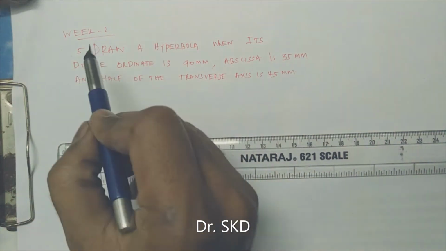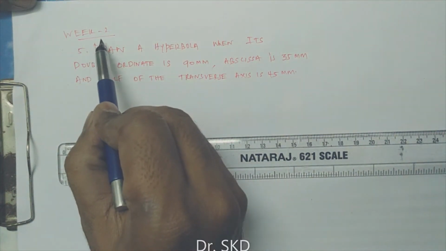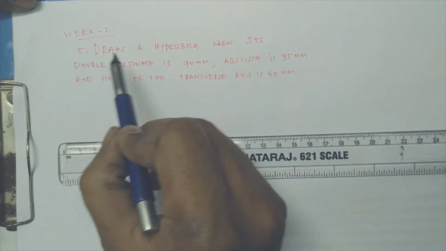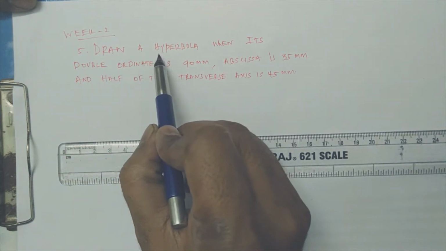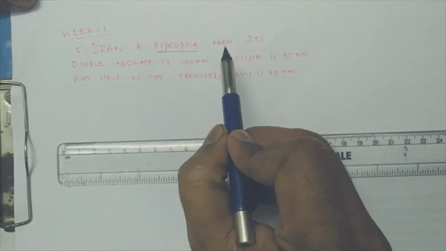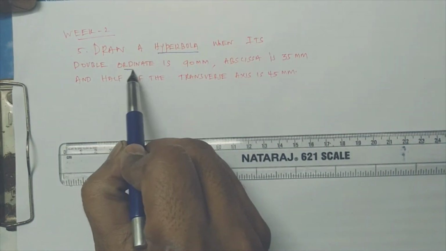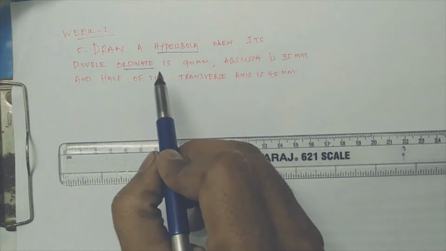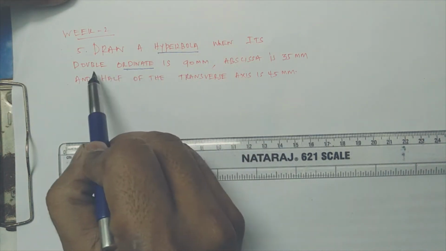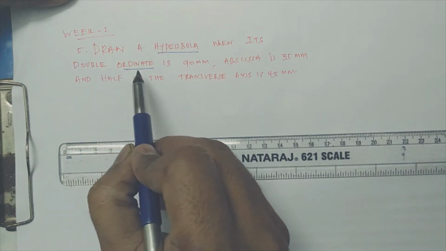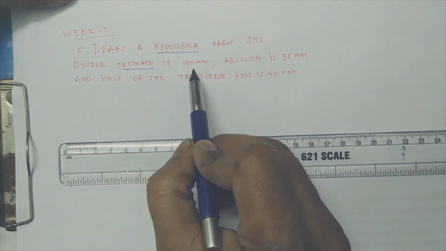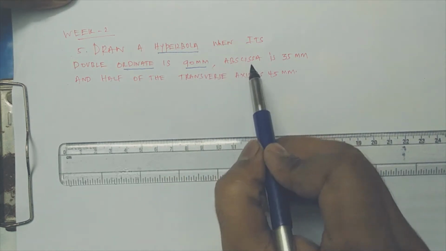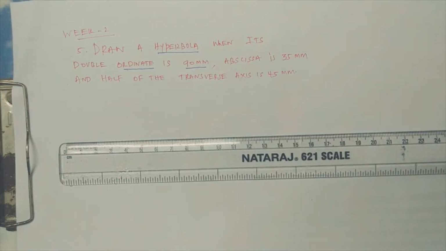Students, this example is from week 2, problem number 5. Here we draw a hyperbola given its double ordinate. The ordinate is a vertical line, on both sides of the axis, and this ordinate is 90 mm.